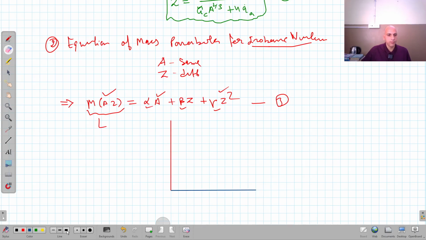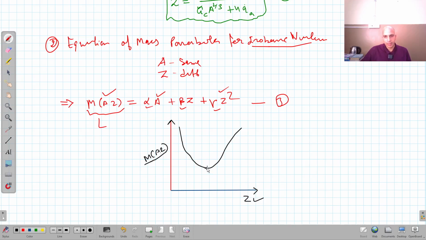You can see here, this one is Z axis, this is M(A,Z), the mass. As I told you, if I plot this graph, M(A,Z) versus Z, then I should get this type of graph, right? Now this graph is known as the parabolic relation for isobaric nuclei, right? How the mass of nucleus changes with the change in this Z.